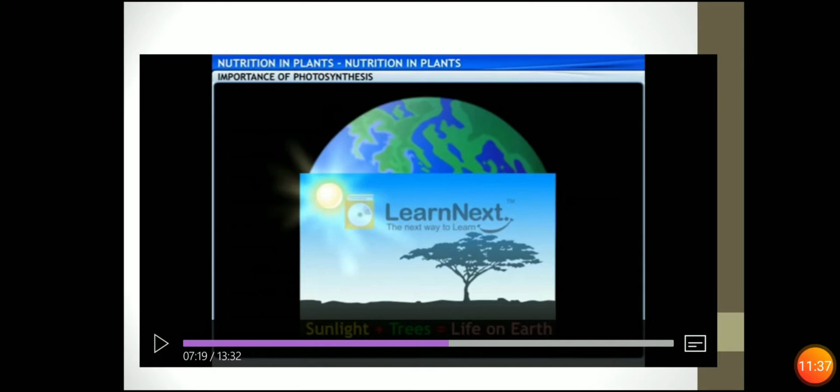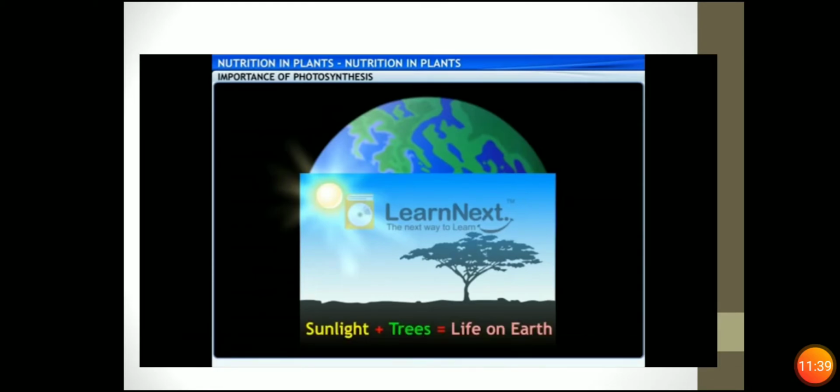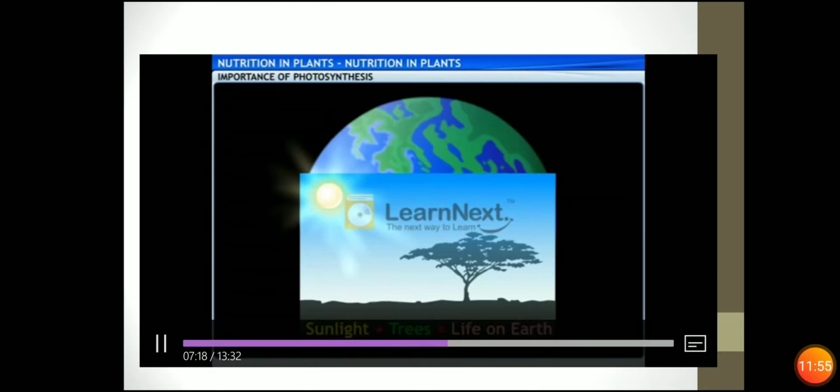Thus, both sunlight and trees are essential to sustain life on Earth. Why? Sunlight is a source of energy. Now what does a tree do? A tree helps in making of food by using the sunlight. That's why both are known as lifelines for Earth.